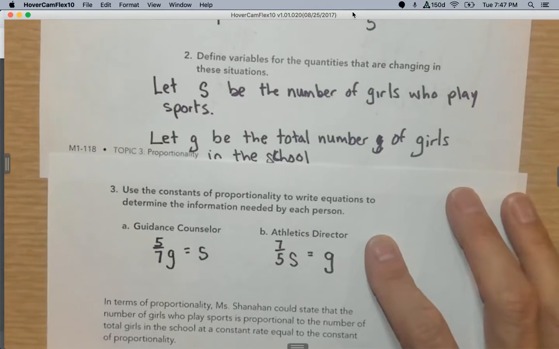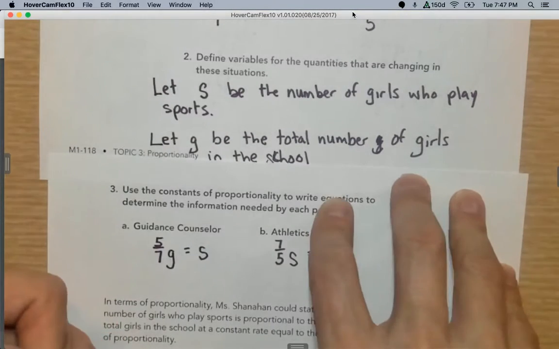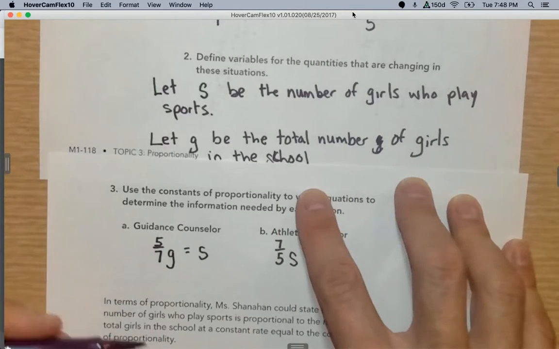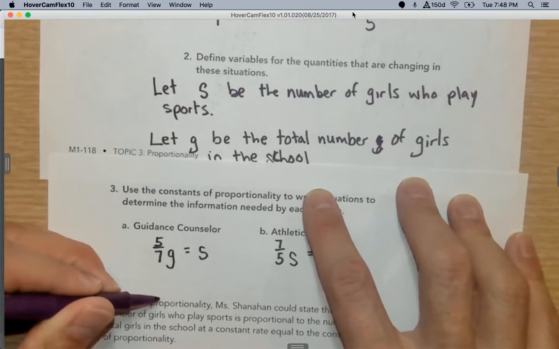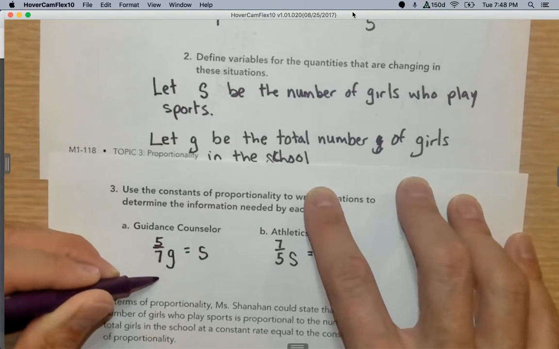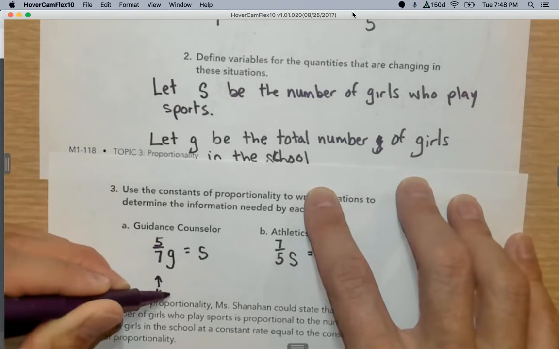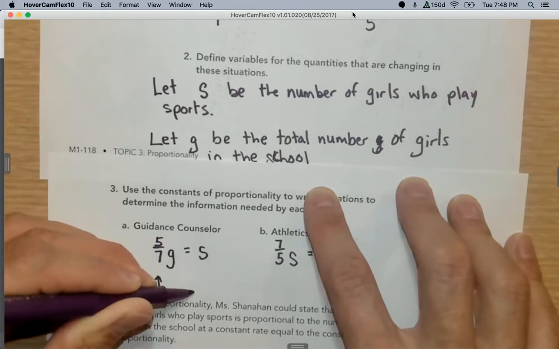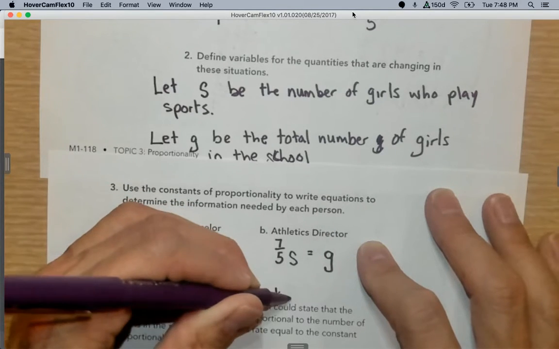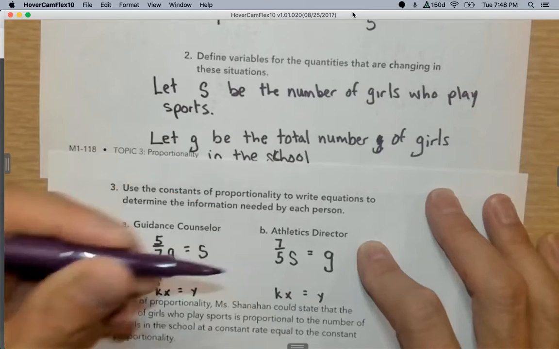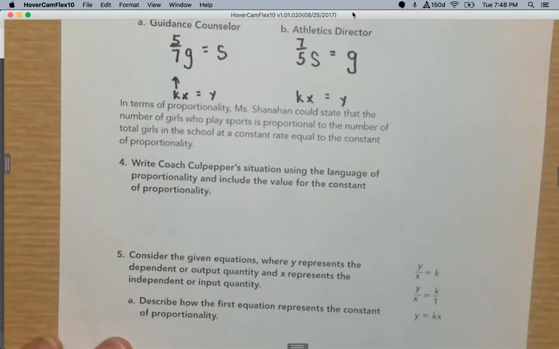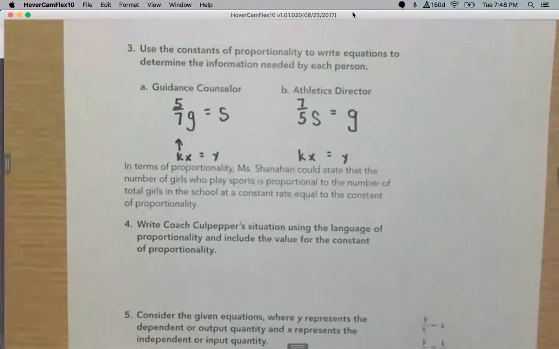All right. If we extrapolate this, if we make it apply to graphs and everything like that, typically in a graphing situation, next to the constant of proportionality, that's the k, it'd be k times x equals my y. And just because it's a different situation, it'd still be k times x equals y. Okay? So I've got my equations now for this situation.